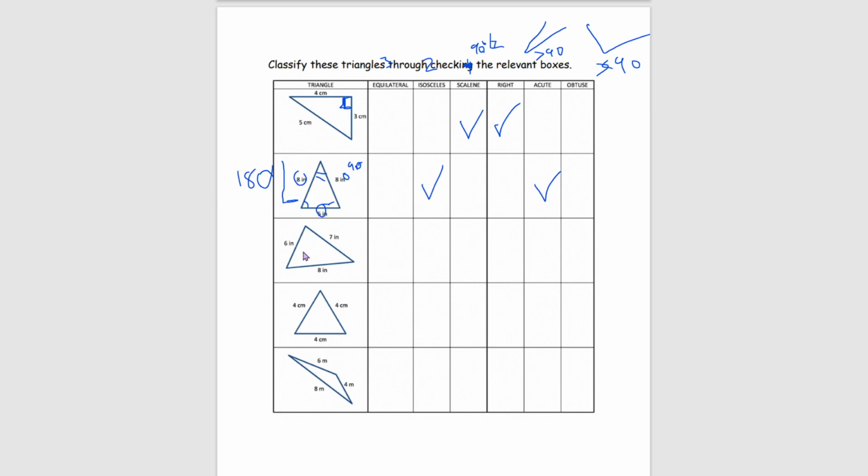And lastly, for this third one, we have 6, 7, 8, which means they're all different, meaning it's a scalene triangle. And we can notice that all of these angles are less than 90 degrees, meaning that it's also an acute triangle.